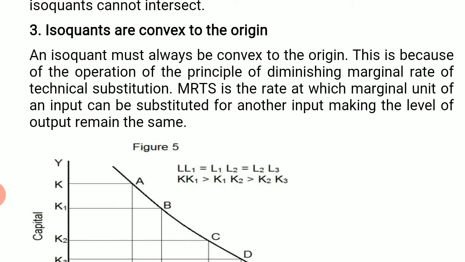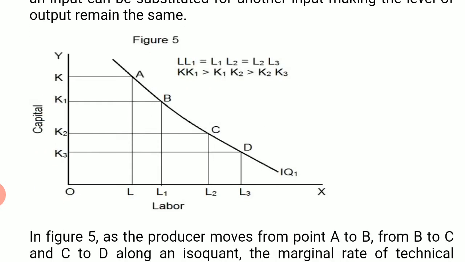Now, the third property: isoquants are convex to the origin. An isoquant must always be convex to the origin. This is because of the operation of the principle of diminishing marginal rate of technical substitution. Marginal rate of technical substitution is the rate at which the marginal unit of an input can be substituted for another input, making the level of output remain the same, as shown in the diagram.